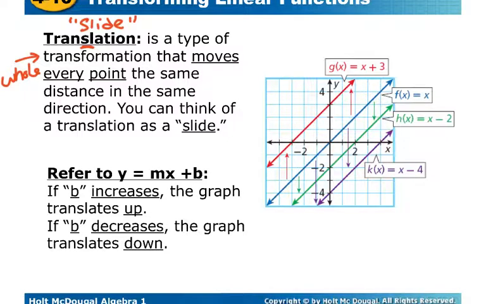Alright, so if we refer to y equals mx plus b, if b increases, you're going up, and if b decreases, you're going down. So from here you can see this was our parent function, and then if we do minus 2, notice it's going down on the axis. If we do plus 3, notice it's going up on the axis.